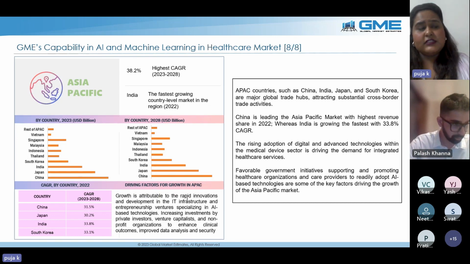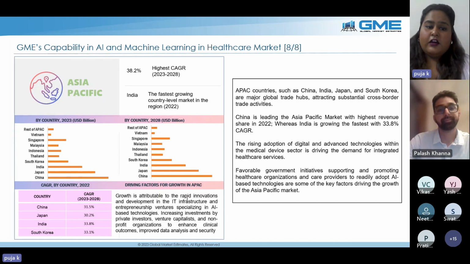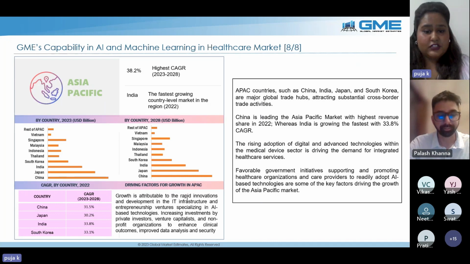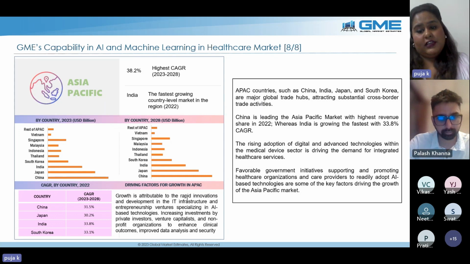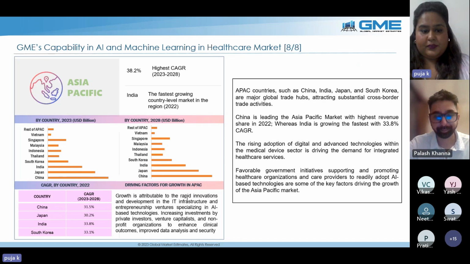And the major reasons contributing to it is favorable government initiatives, promoting healthcare organizations and care providers to readily adopt AI technologies, and some other key factors. So, here we can say that while North America is a market leader, Asia Pacific too will be grasping the market, but at a faster rate. And there will be no time where Asia Pacific, or you can say a third world country also, will be completely integrating AI and ML in their entire system.